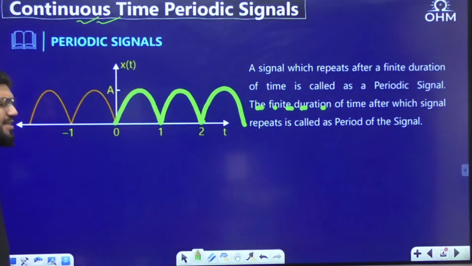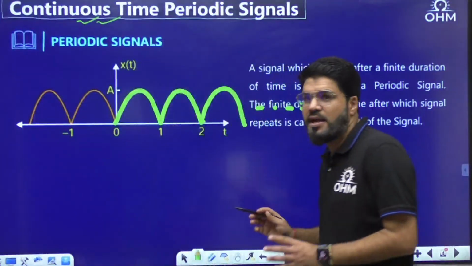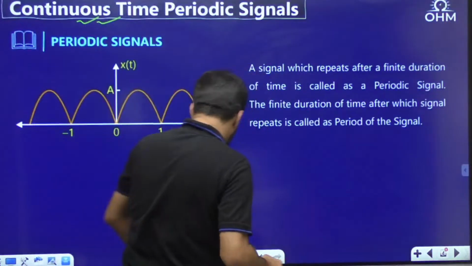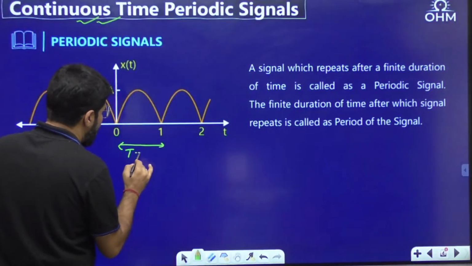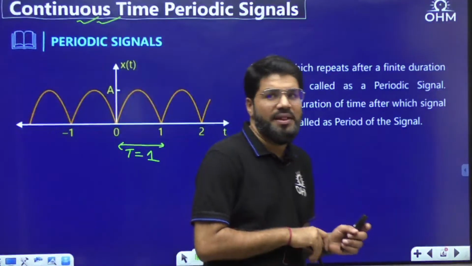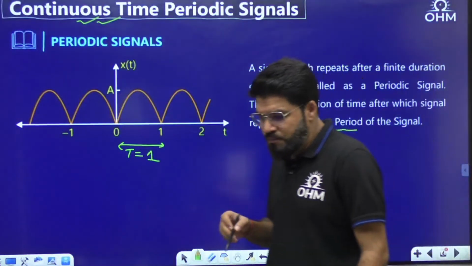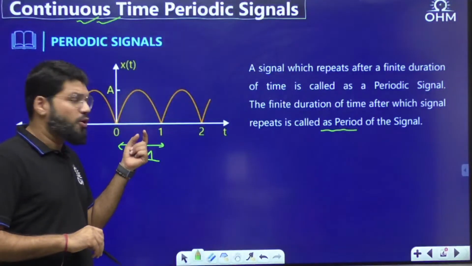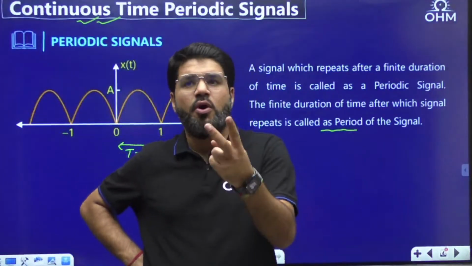Such a signal, whose nature keeps repeating from minus infinity to infinity after every fixed interval of time. What is the fixed interval of time here? Here it is equal to 1, because the repetition occurs after every 1 unit of time, and that fixed interval will be known as the period of the signal. Now the value of the signal repeats after 1 second, it also repeats after 2 seconds, and after 3 seconds. So what is my period? Is it equal to 1 or 2 or 3?